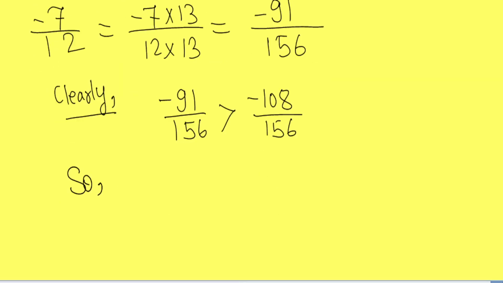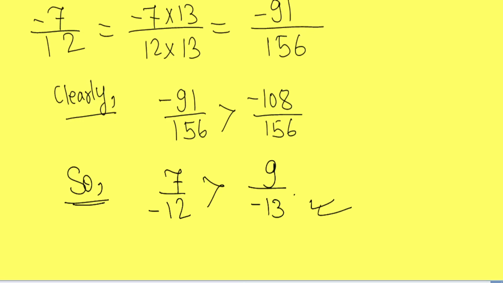Now we have to write it in the original form. So -91/156 is originally 7/-12, and -108/156 is originally 9/-13. So finally 7/-12 is greater than 9/-13. So this was the end of this third question. Thank you very much.